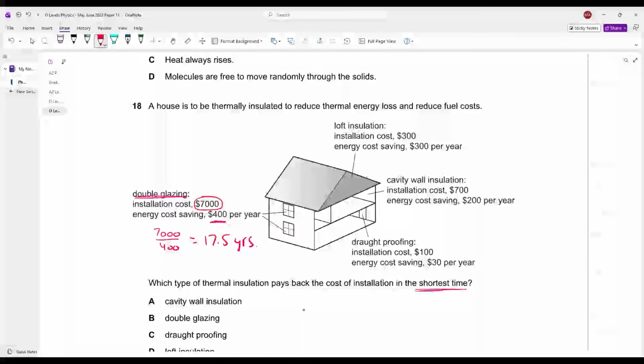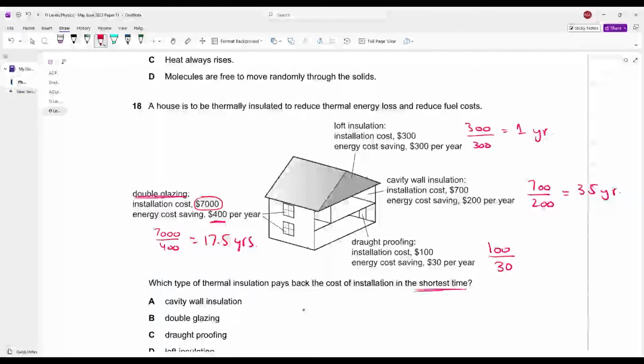अच्छा जी, लॉफ्ट इंसुलेशन को देख लो। लॉफ्ट इंसुलेशन की इंस्टॉलेशन कॉस्ट क्या है? 300। पर ईयर सेविंग क्या है? 300। You will get your entire cost back within 1 year. कैविटी वॉल इंसुलेशन की कॉस्ट क्या है? 700। पर ईयर कितना सेव कर रहे हो? 200। This gives you a total payback period of 3.5 years. ड्राउट प्रूफिंग की कॉस्ट क्या है? 100। पर ईयर कितना सेव कर रहे हो? 3.3 years आपको फिर भी लगेंगे to achieve the payback. सबसे स्मॉलेस्ट पेबैक पीरियड या सबसे जल्दी आपको पैसे कौन वापस करके दे रहा है? योर लॉफ्ट इंसुलेशन। D is your answer.